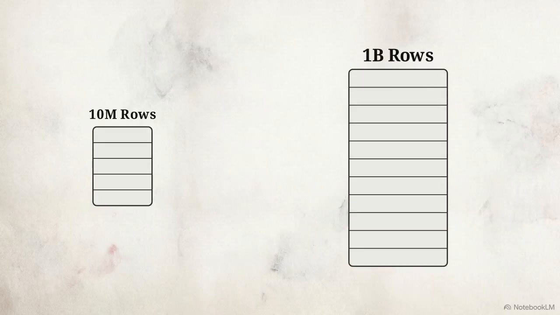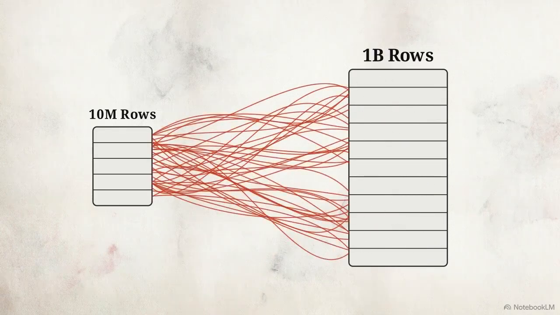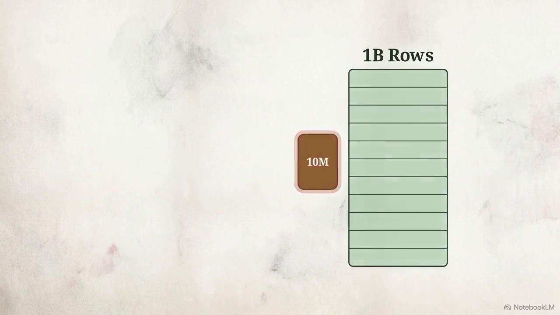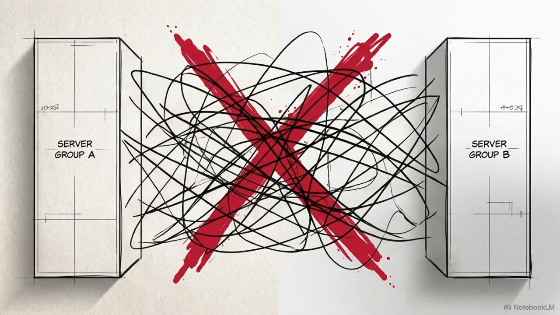Next is shuffle. When a 10 million row table joins a 1 billion row table without proper partitioning, Spark triggers a massive network redistribution. If the system broadcasts the smaller table instead, it eliminates the redistribution entirely. Removing that shuffle can cut execution costs by over 60%.